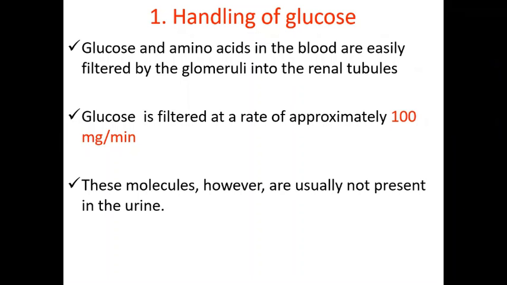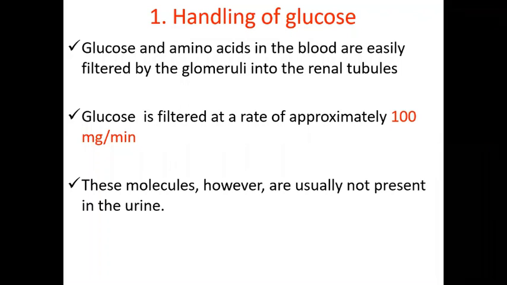So every 1 minute, about 100 milligrams of glucose is being filtered by the glomeruli. However, these molecules are usually not present in the urine. Why? It's because almost 100% of glucose has to be reabsorbed so that you have zero concentration of glucose in the urine.